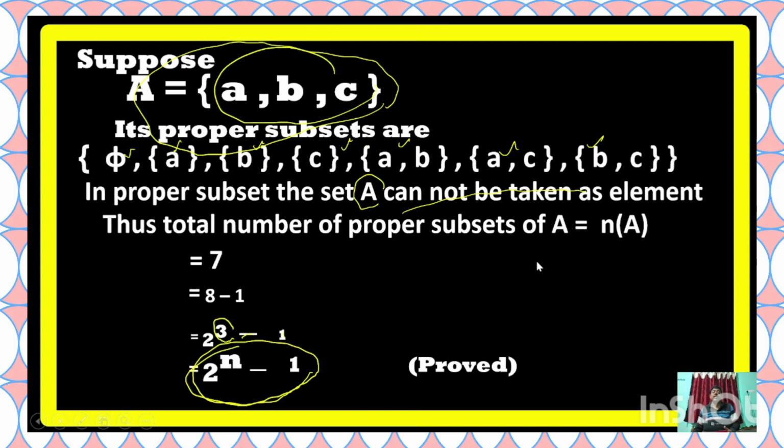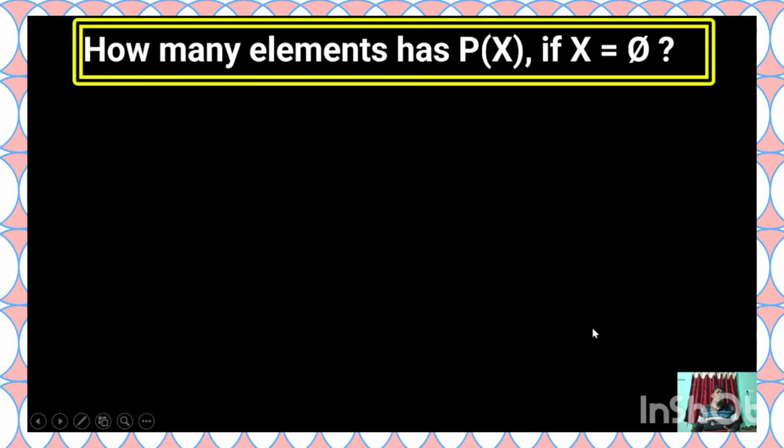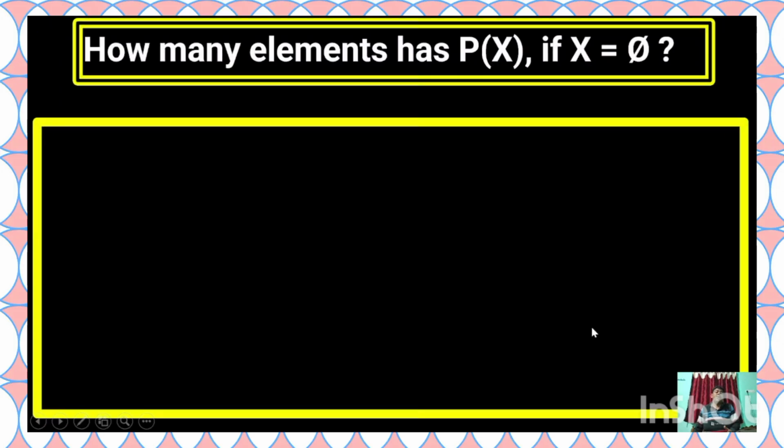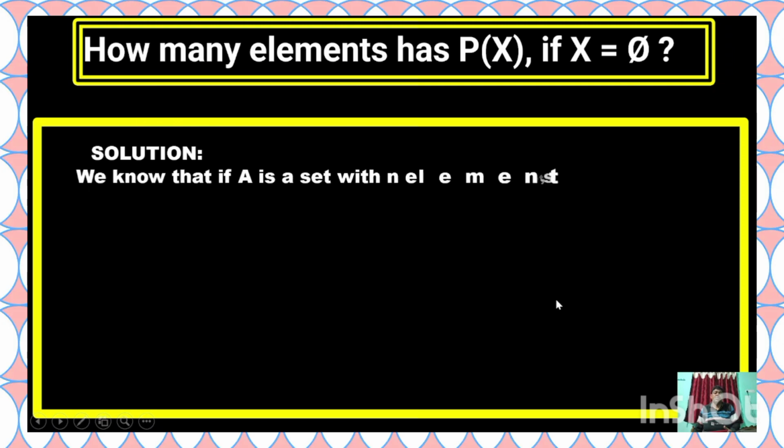Okay, understand? So let's see another fundamental problem. I am discussing how many elements the power set of X has if X is a null set. We already know a null set means what? No element. And we know that if a set has n elements, then the cardinality of the set is n, yes or no? We know that if a set has n elements, then the cardinality of the set is n, and the cardinality of the power set is 2 to the power n.